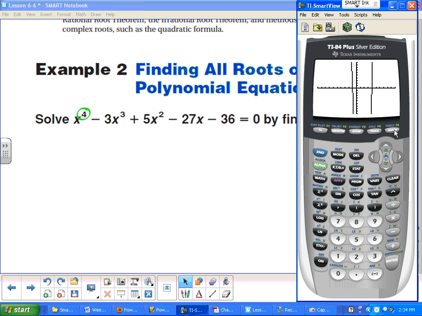I don't know if that'll work or not. Okay. All right. Now, we said there should be 4 zeros, right? How many zeros do we see? 2 zeros. But what's the multiplicity of those zeros?